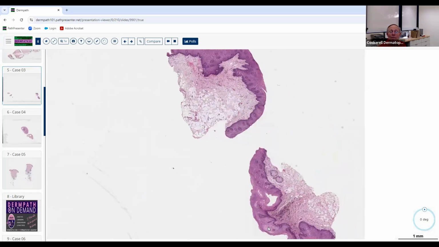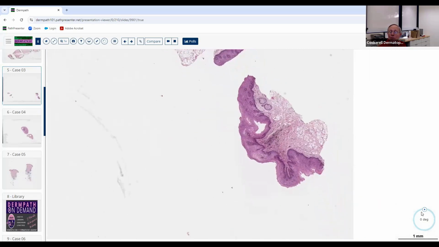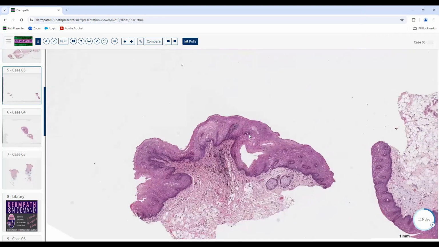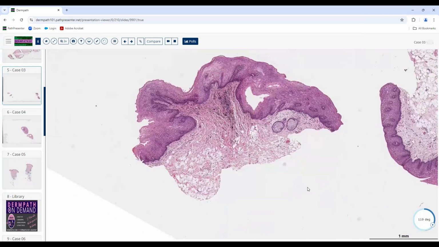Okay. This is a good example of this here. Good morning, Dr. Cockerell. This is Hannah. I can take this one. Okay, good. This looks like a little shave, and it doesn't seem to have much of a stratum corneum.